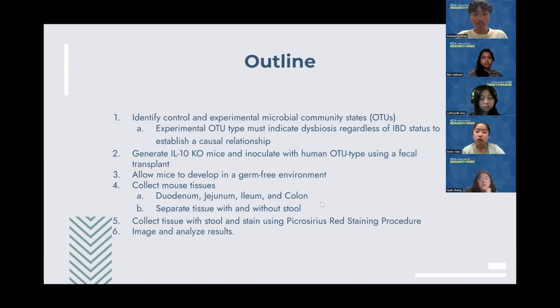Then we were able to generate IL-10 knockout mice, IL-10 being a core cytokine responsible for controlling inflammation during the immune response, and we inoculated the mice with these previously identified human OTU types using a fecal transplant. Once the mice were allowed to develop in an entirely germ-free environment, we were able to isolate the mouse tissues, specifically the duodenum, jejunum, and ileum of the small intestine and the colon of the large intestine, and we separated the tissue with and without stool.